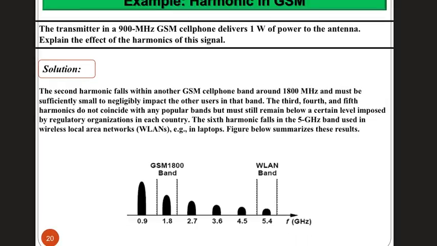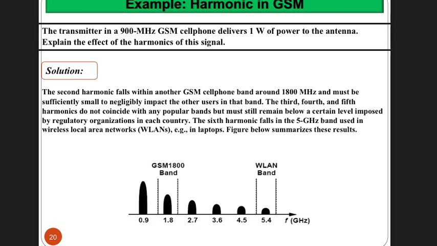Here is another example, just to show you a practical aspect of these harmonics. The transmitter in a 900 megahertz GSM, the GSM is like the old phone system compared to what you are using now. And it used to have two frequencies for operation, 900 and 1.8. So 900 and the double of 900. Both of them are bands used for GSM. Some users and some base stations are operating on this, some on that. And the switching between them happens automatically depending on what are the available channels for each user, which base station you are connected to, and so on.